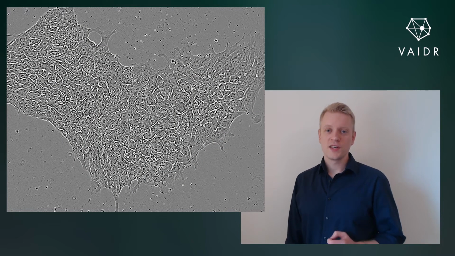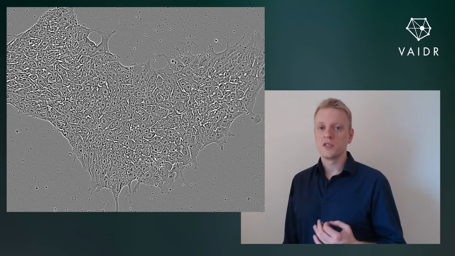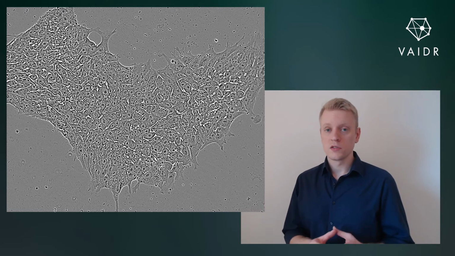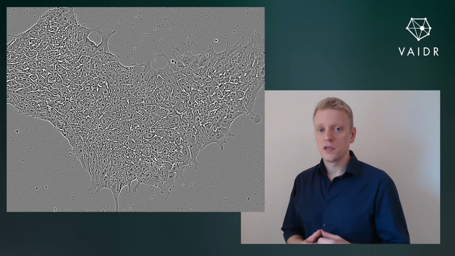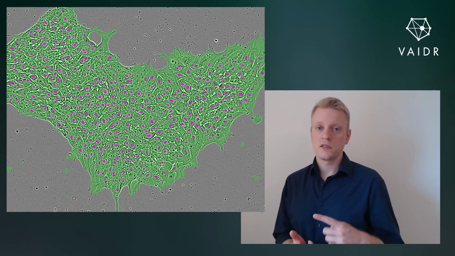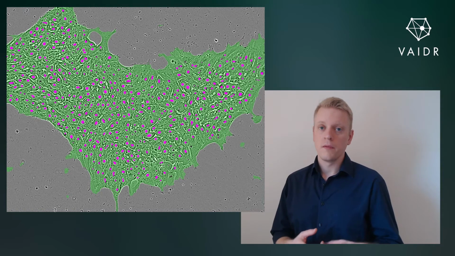Okay, so let's get into how the analysis works a little bit. So here is an image that was taken by the VAIDR microscope of an iPSC colony, and you nicely see the cells, the borders, the nuclei and so on. And the first thing that the analysis does is to find the nuclei, and the second thing is to find the cell area of the entire colony. That's basically it. Everything else can be derived from this.